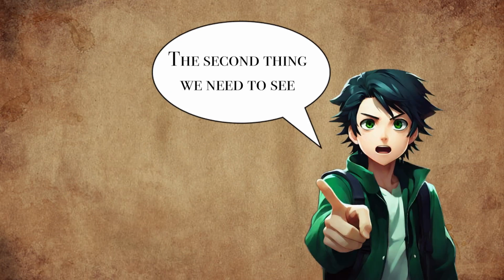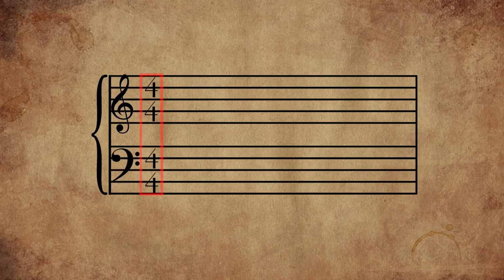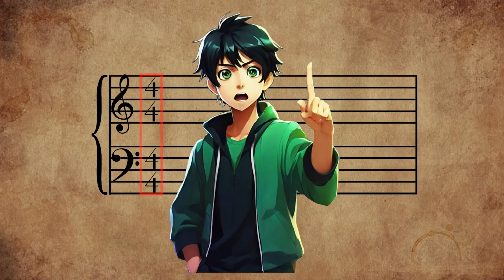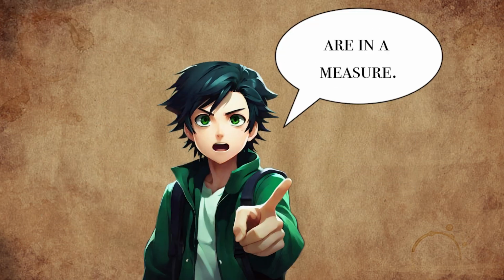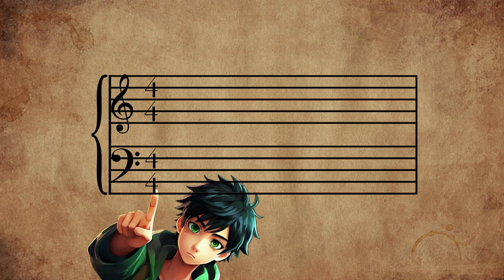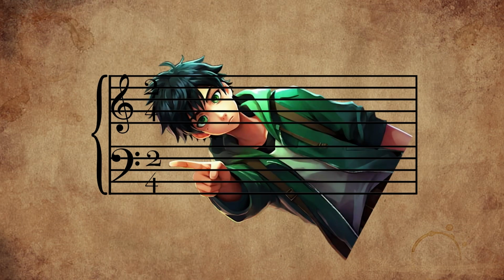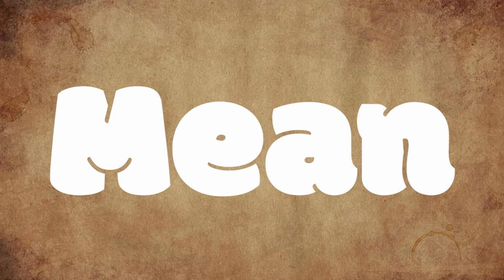The second thing we need to see before we can look at sheet music is timing. You are going to be seeing numbers on the side of your staff. Look at all those chickens. For now, let's just worry about the top number. This number tells us how many beats are in a measure. This is a 4-beat measure, this is a 3-beat measure, and this is a 2-beat measure. These are the most common time signatures that you'll be seeing here in the beginning, but what do they mean?